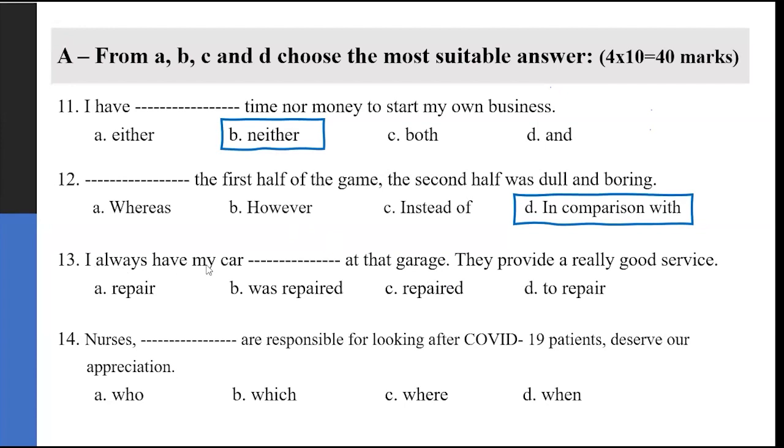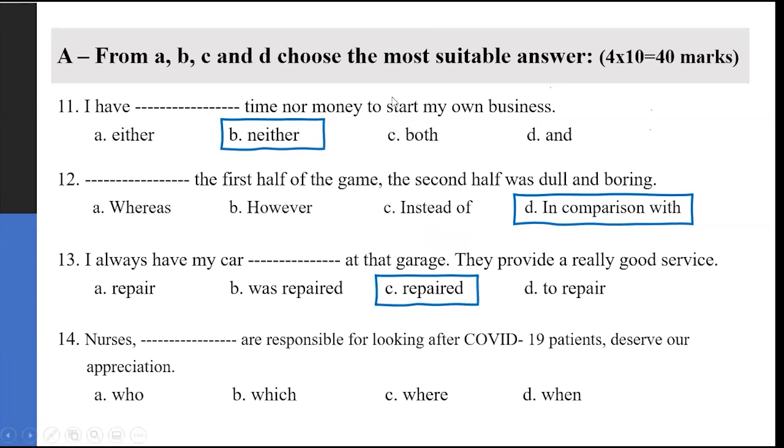He's saying I always have my car repaired at that garage. So he doesn't fix his own car. When his car breaks down, he always takes it to the garage and they fix it for him. So someone else is doing the action. And we said that for the causative, the verb must be in the past. So you guys are correct. The correct answer is C.